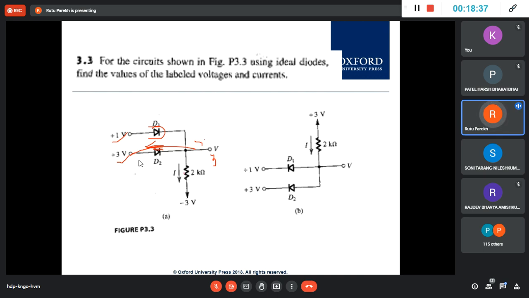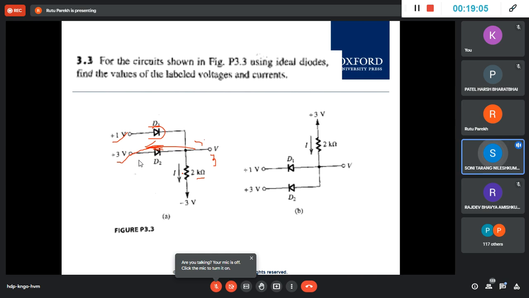And now if you want to find out I, and you have 2 voltages, then what will be the I? You have R also. So this voltage minus this voltage divided by 2. So 3 minus -3, how much will come? 3 milliamperes. Very good. So 3 volt and 3 milli. Is that clear?